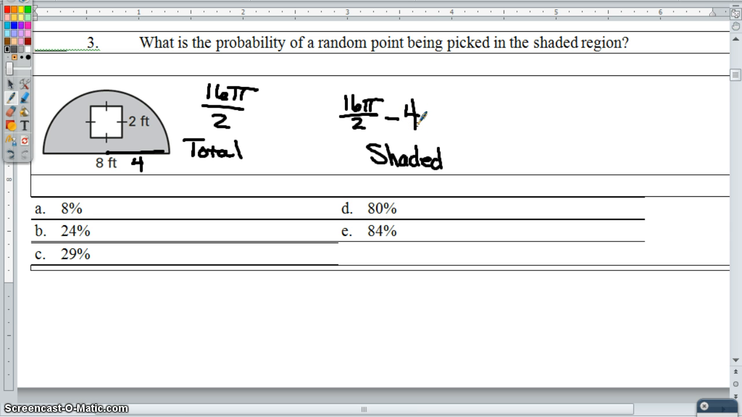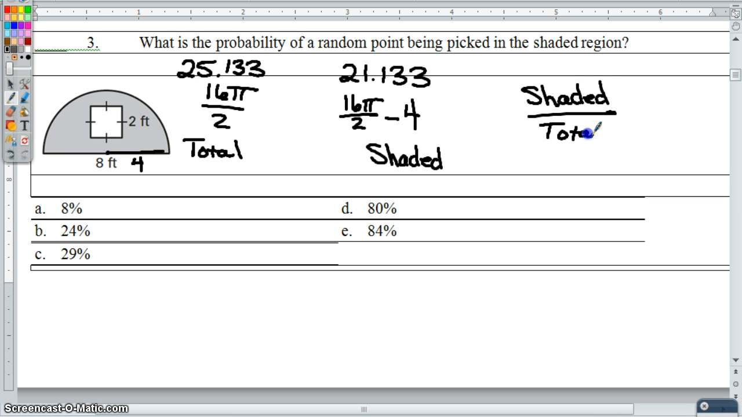So we want to get the decimal approximation for both of those. So we got 8 pi for the total, which is like 25.133, and this over here is going to be that number minus 4, so 21.133. And if I take those two and divide them, I get 0.84. So if I go shaded divided by total, I'll get the probability. So that's going to be 84, it comes out to be. So that was number 3 on the area and volume review sheet.